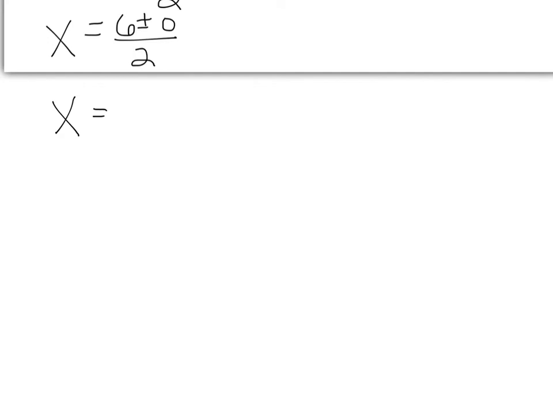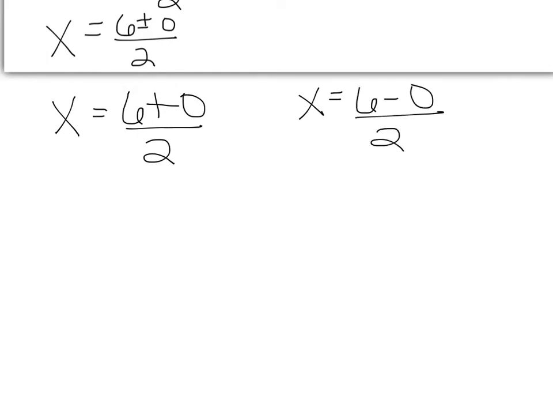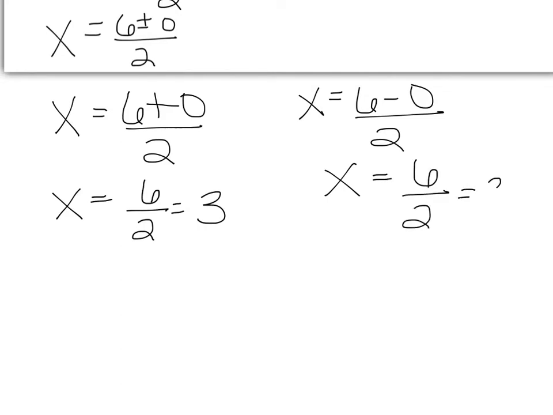So I can break this up into two problems. 6 plus 0 over 2 and 6 minus 0 over 2. Hopefully you see that that's the same thing, but if not, no worries, we can still work it out. 6 plus 0 is 6 over 2, which is 3. And then over here, 6 minus 0 is 6 over 2, which is 3. So that means my solution set is just the number 3.